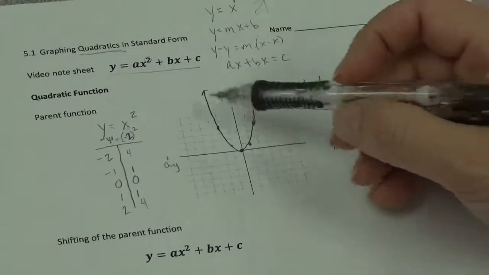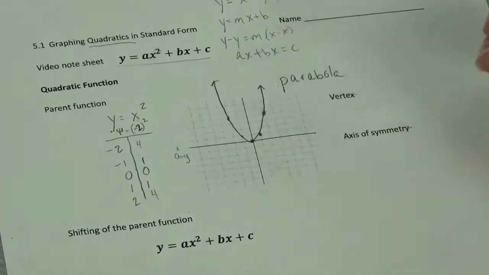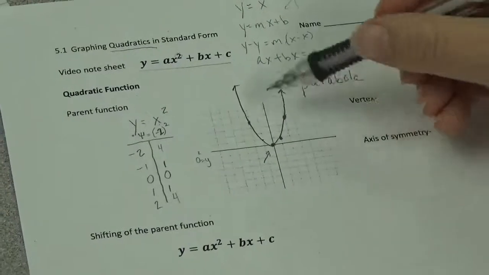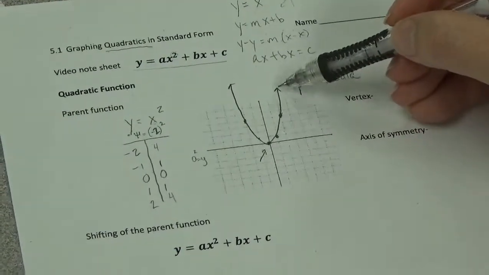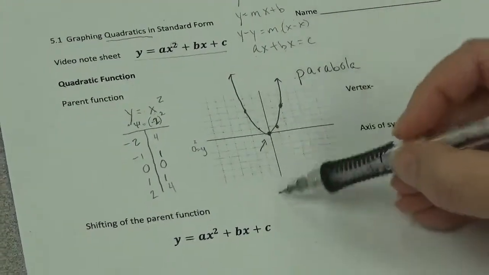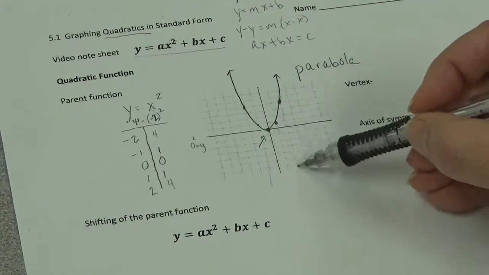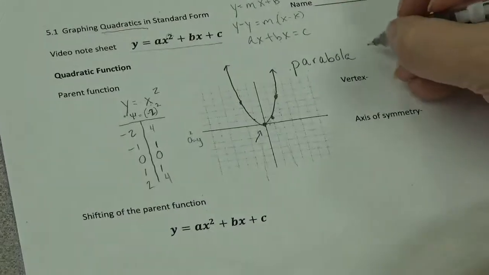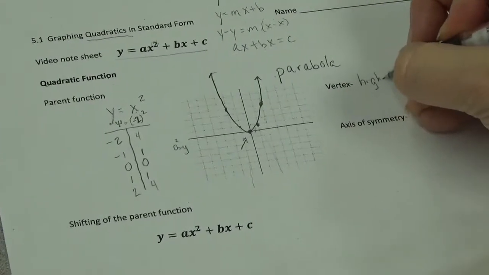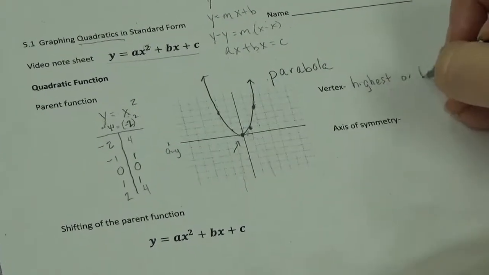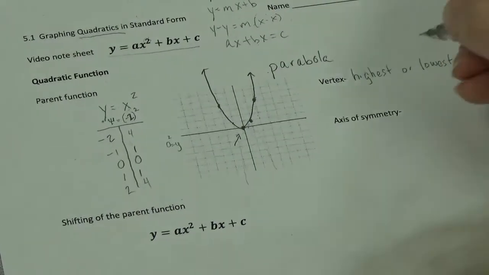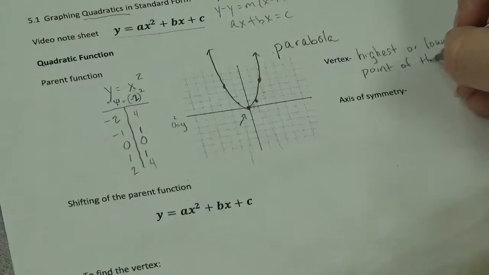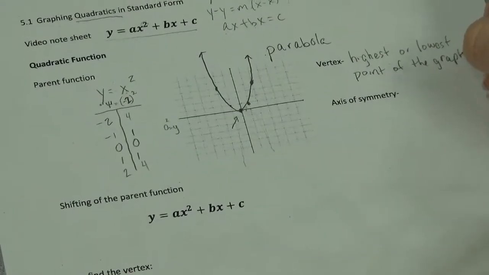So this is a parabola. It's the graph of a quadratic function. The point right here is called the vertex. And if it's a parabola that opens upward, it's the very lowest point. And if this was a parabola that opened downward, it would be the very highest point. So the definition for vertex is the highest or lowest point of a graph. And I should probably say the graph of the parabola.